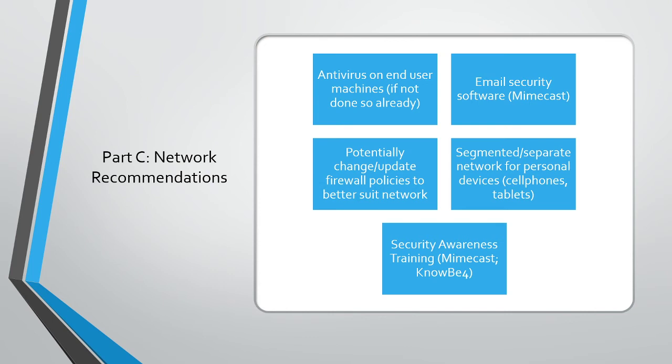Next, you want to segment or separate the network out. We saw that with the different departments, but you also want to have a separate network for end users' personal devices, whether that's personal cell phones they bring from home, or personal tablets, iPads, etc. This ensures that they're not signing on to the organization's main network, and who knows what's on those devices.